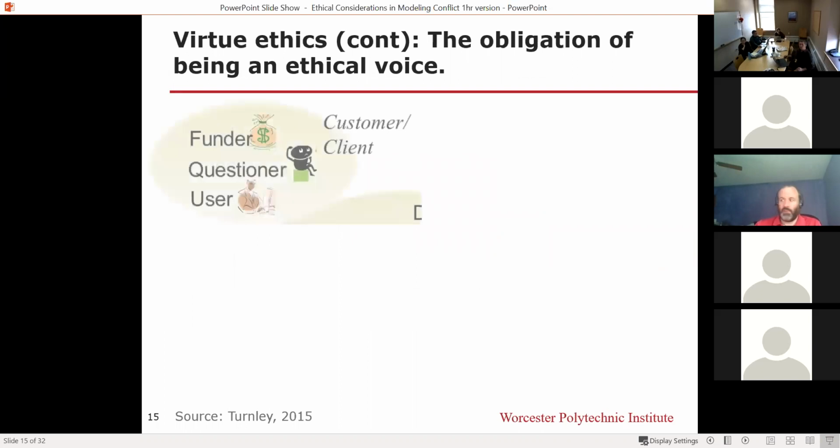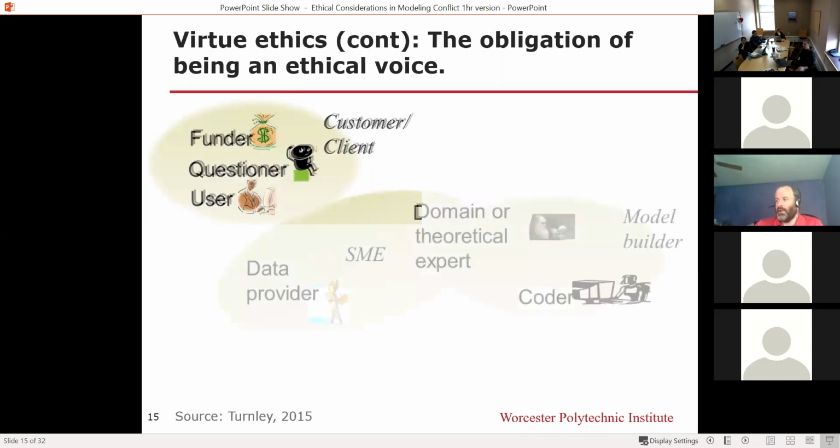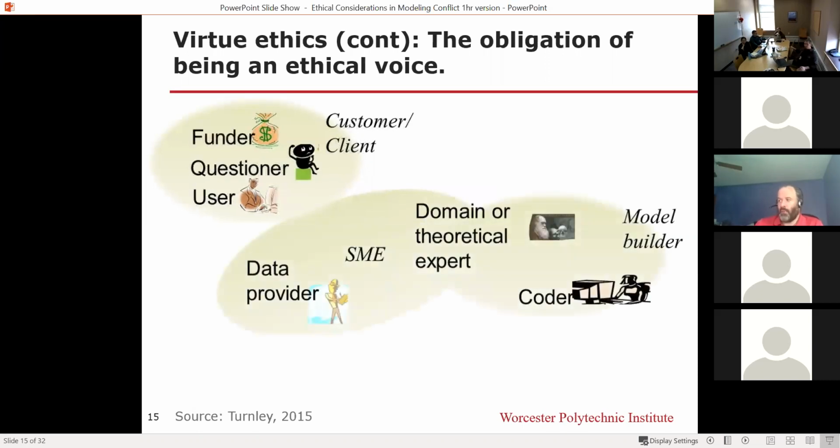The obligation of being an ethical voice. This is again from Turnley's presentation. You have the person with the money, right? He who makes the gold makes the rules. They're the customer and the client. They're asking you to do something or sponsoring it. Then you have the domain and theoretical expert, the coder, the model builder, the data providers. They're responding to this request for analysis, and the systems integrator.